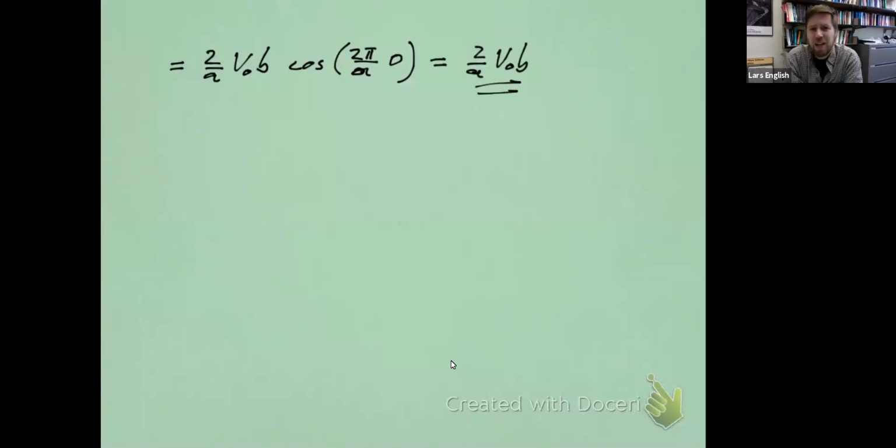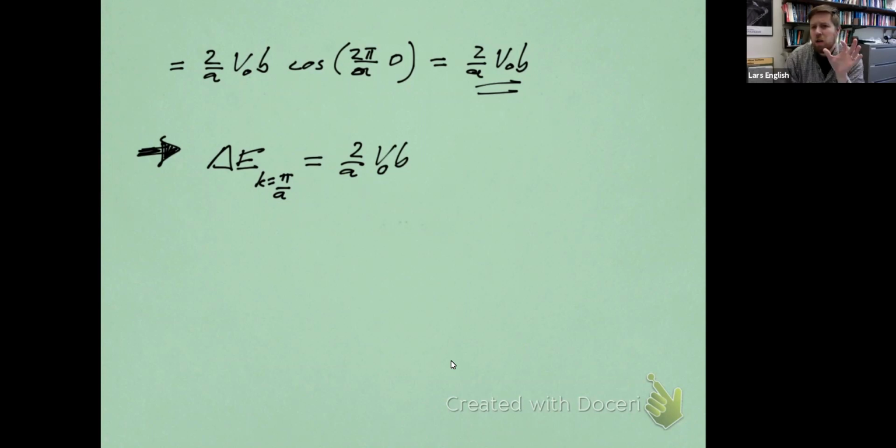It's nothing other than 2 over a times V naught times b. Cosine of zero, after all, is 1. So we get a very simple result here for the first Fourier coefficient of our Kronig-Penney model. And since that is also equal to the band gap at k equals pi over a, that band gap is equal to 2 over a times the barrier strength, V naught times b.